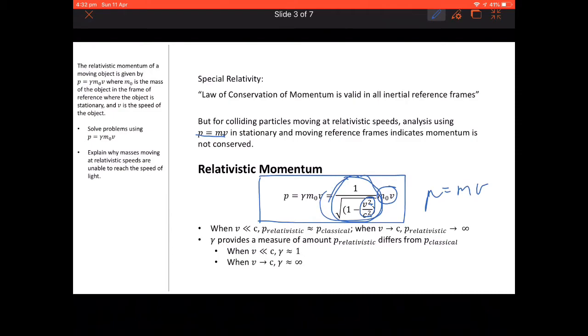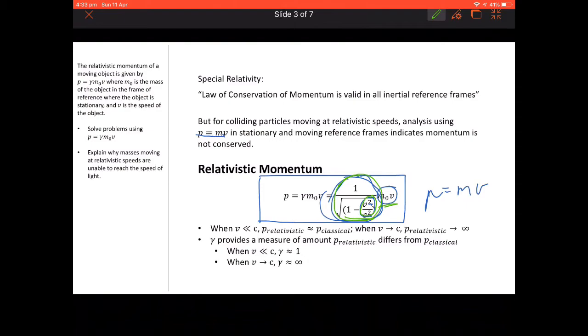However, when v approaches c, the Lorentz factor becomes closer to infinity because this fraction here is becoming closer and closer to 1, and we're getting closer and closer to 1 minus 1, and therefore closer and closer to the Lorentz factor becoming infinity, hence the relativistic momentum is infinity times mv, and so it becomes closer and closer to infinity.